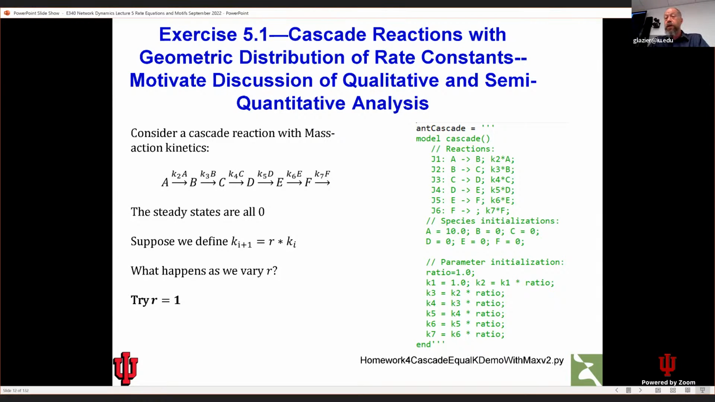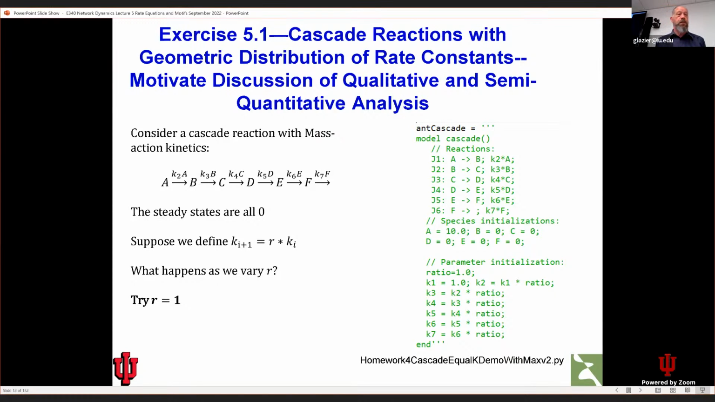K2 is K1 times our ratio. K3 is K2 times our ratio. K4 is K3 times our ratio, and so on. And I'm not actually sure that there are any biological systems that have this precise numerical structure to them, but it does have some rather nice properties to it.